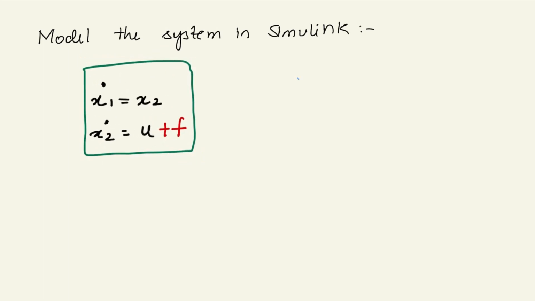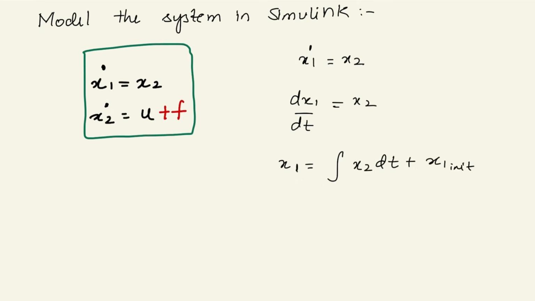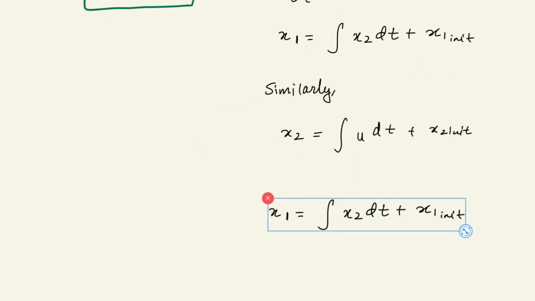Now we will try to simulate the system in Simulink. If we write the differential equations in the integral form, it will be like x1 equal to integral x2 dt plus x1 initial. Similarly, x2 equal to integration u dt plus x2 initial. These are the integral form representation of the same system. We will set this up in Simulink. So the equation is x1 equal to integration x2 dt plus x1 initial value.